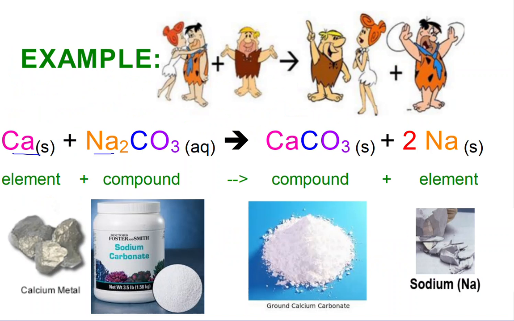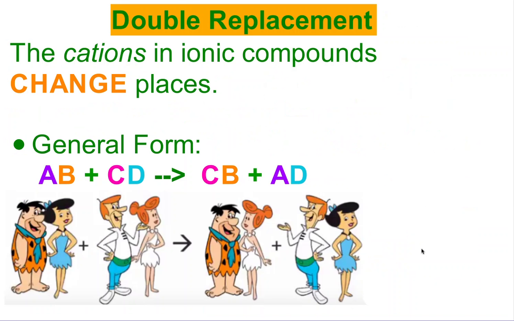I went backwards. Whoops. All right, the fourth type is called double replacement. In this, you have two ionic compounds where the cations change places. So my general form, we have A and B reacting with C and D. So what ends up happening is A and C switch who they're paired with. So now C is paired with B and A is paired with D.